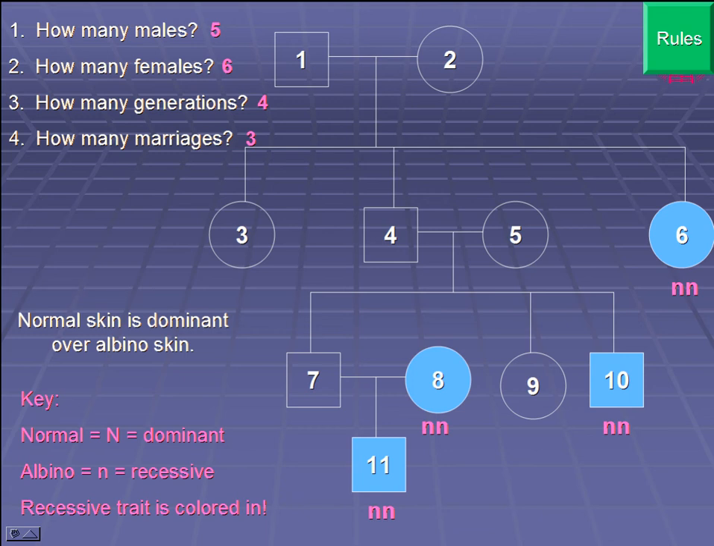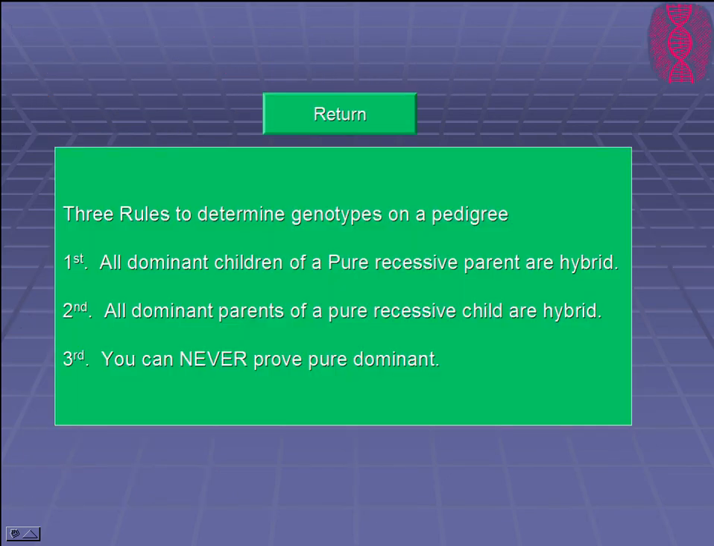Okay. Now I want to go talk about the rules. The rest of the pedigree is all blank. Number 1, 2, 3, 4, 5, 7, and 9 are not filled in. You can't easily tell what they are because although they show the dominant trait, you don't know if they're showing a hybrid or if it's actually pure dominant. So you have to apply some rules, and these rules will very easily tell you which is which. Let me go show you the rules, and then we'll come back.